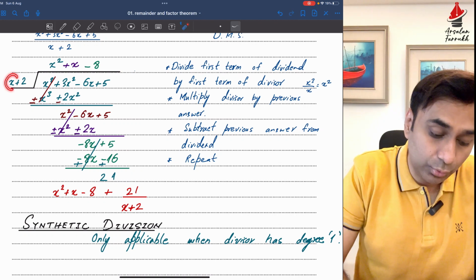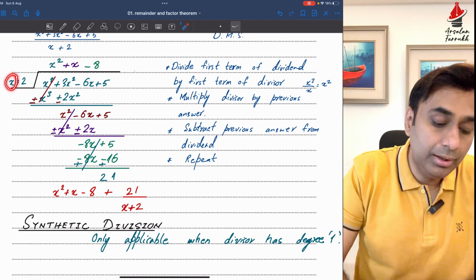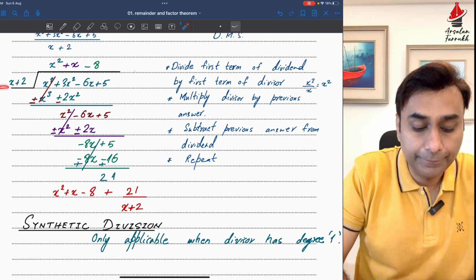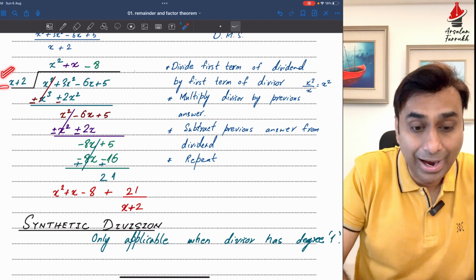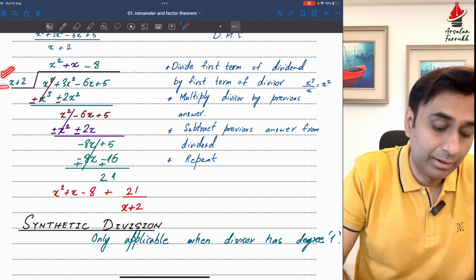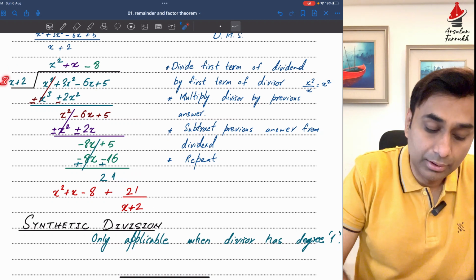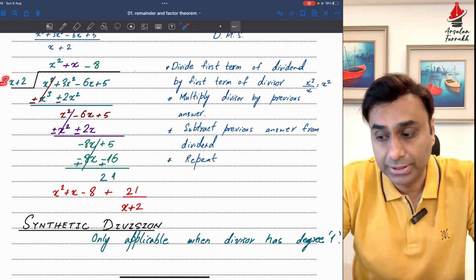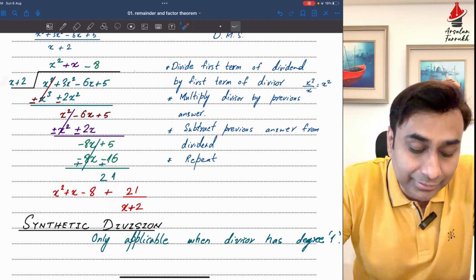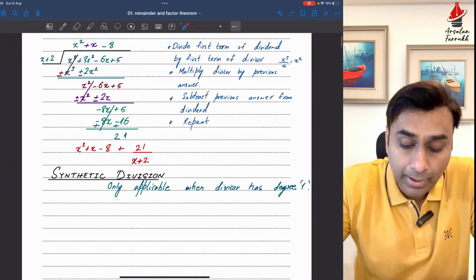So synthetic division is only applicable when the divisor has a degree 1, and also only applicable when the coefficient of the highest degree variable is 1. Like if it was 3x plus 2, then again there are a bit of complications associated with it and you can't directly do synthetic division.